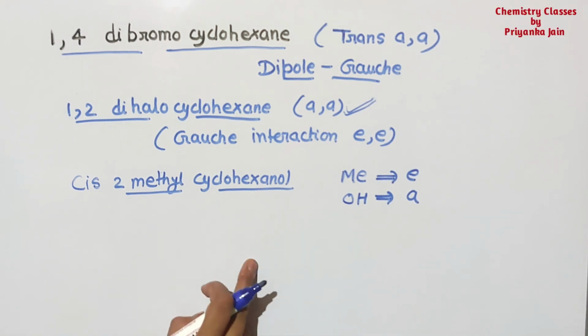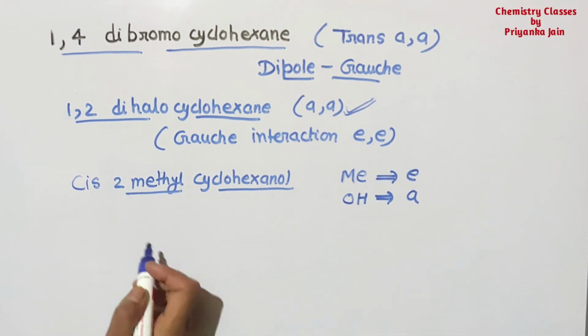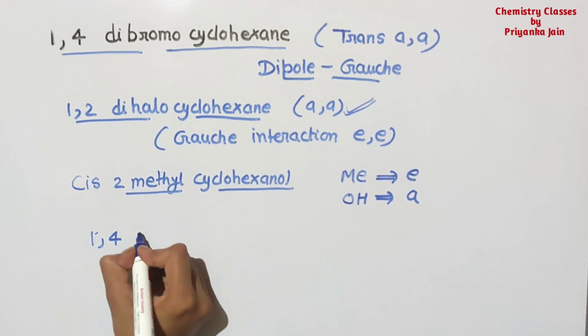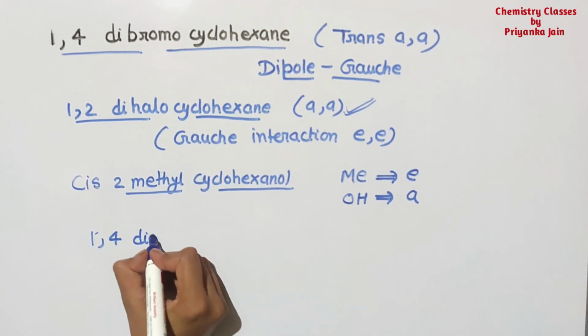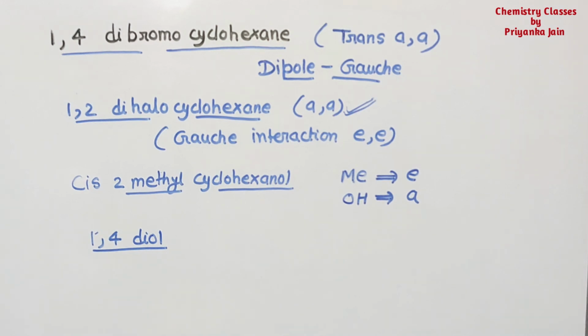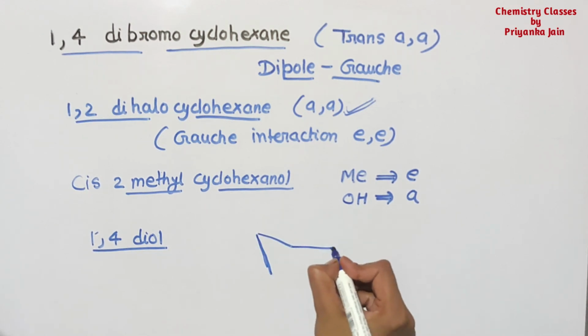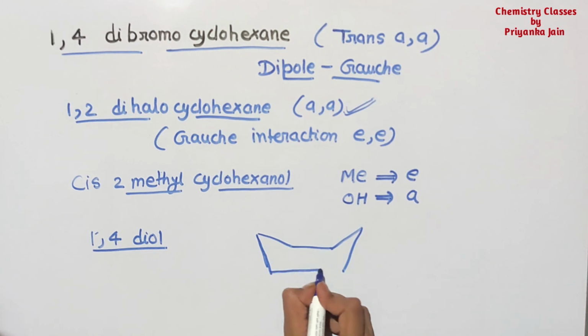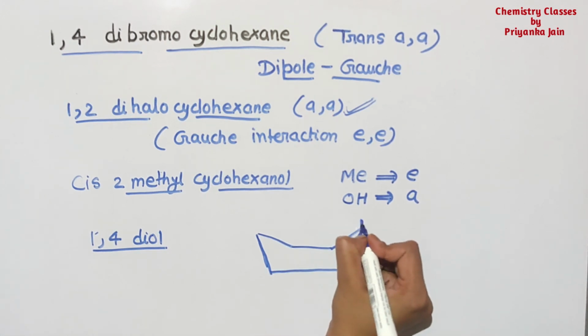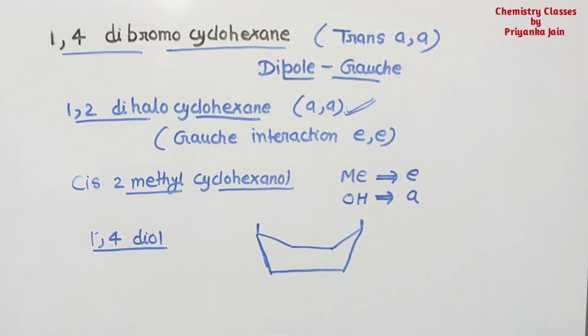Okay, similarly if we are seeing the 1,4-diols, it means 1,4-cyclohexanediol, where both the OH groups are present. In this form actually there is hydrogen bonding. So hydrogen bonding will be best when we are seeing the boat conformation. See, this is the boat conformation. Okay, and this is the 1 position and this is the 4 position.